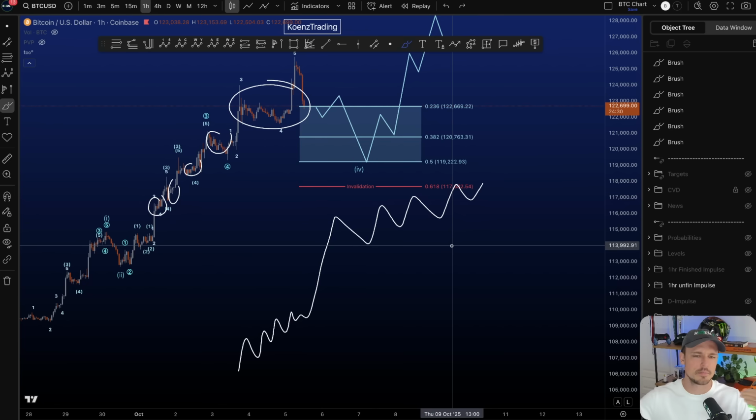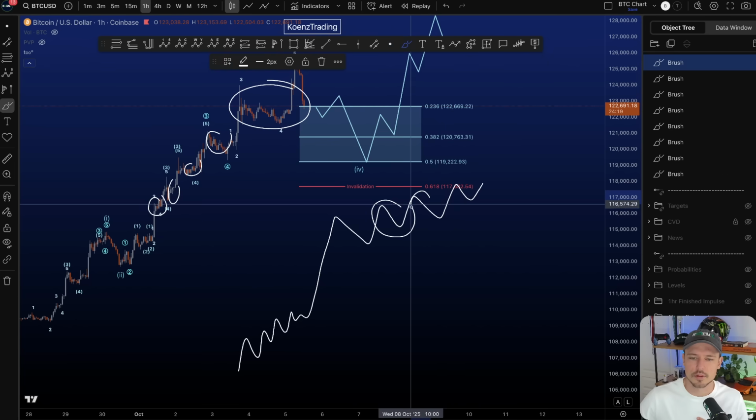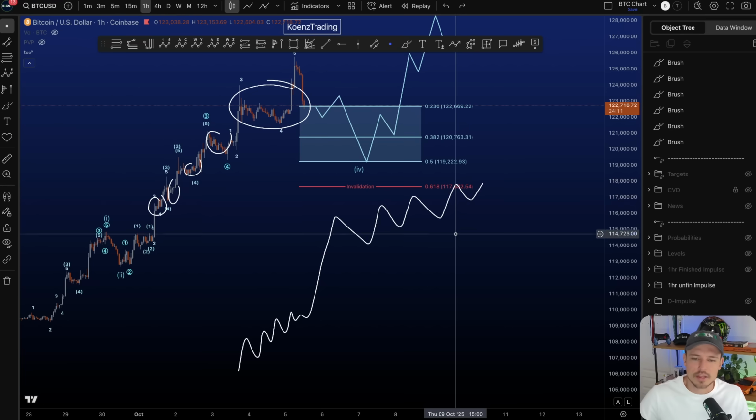Now your wave 5s can be a bit longer or shorter compared to the lower degree 5. Doesn't really matter too much. But the 4s are more interesting to look at. Your wave 4s of a higher degree are preferably each time a little bit larger in price or time, or at least quite similar. Now, yeah, it depends on the structure.